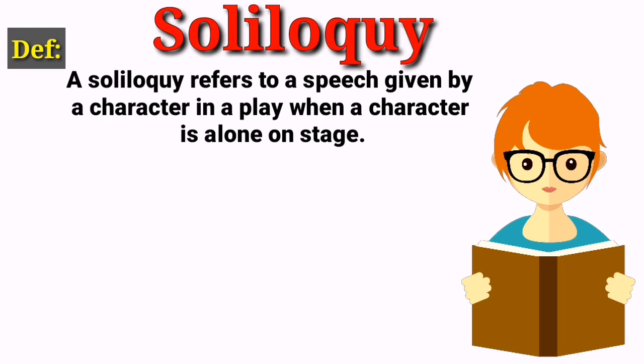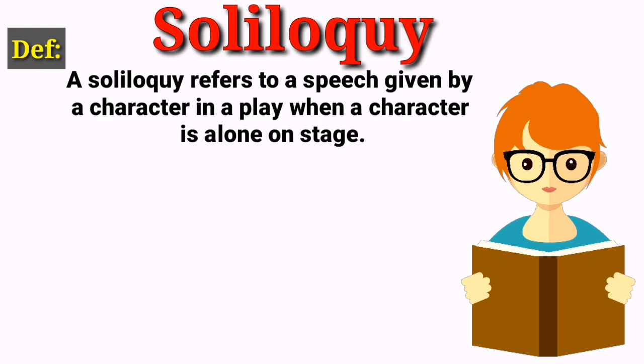When a character is alone on a stage in a play and reveals his inner thoughts and feelings through speech without the presence of other characters on stage, that is simply called what? Soliloquy. Whenever a character is alone on the stage and tries to say something about his feelings and thoughts, this is simply called a soliloquy. But one thing you need to keep in mind is that the person will not be addressing anyone on the stage. He will be alone and just expressing his feelings and thoughts.